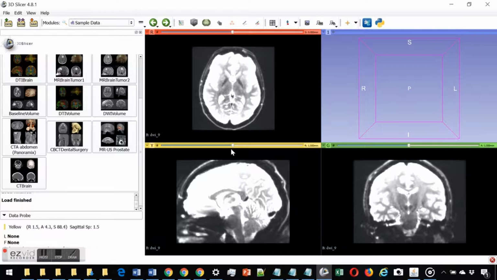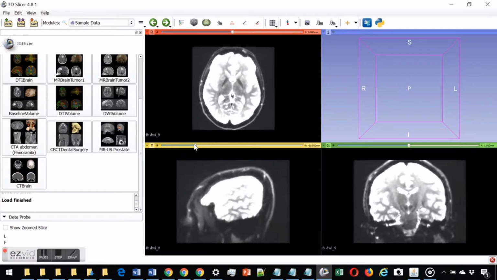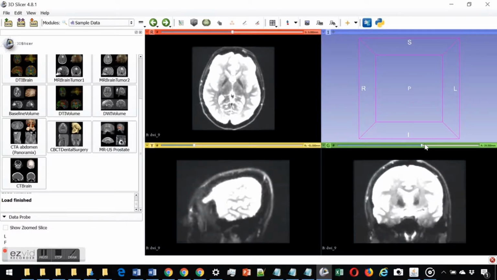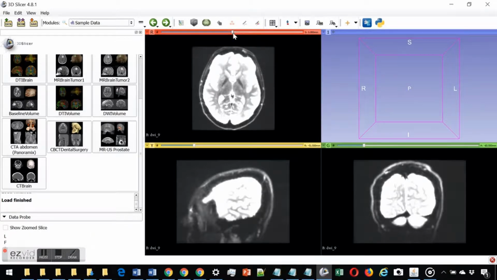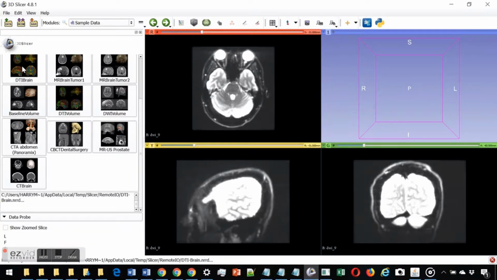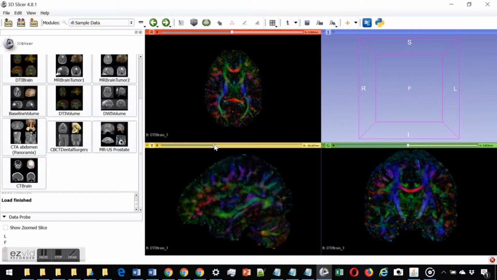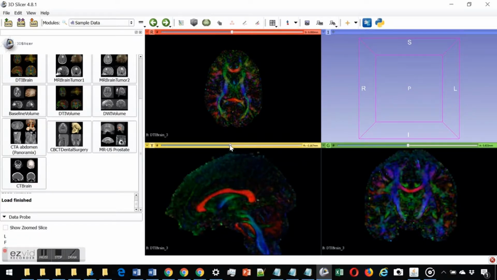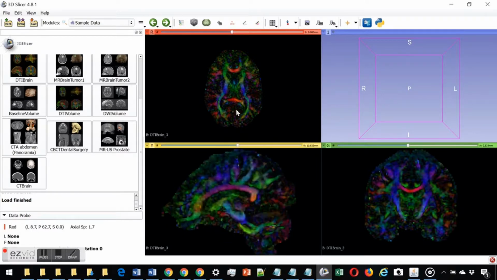Now, this here shows a human brain using diffusion-weighted magnetic resonance imaging. Here, we now have a visual representation of the data collected from diffusion tensor tractography techniques.